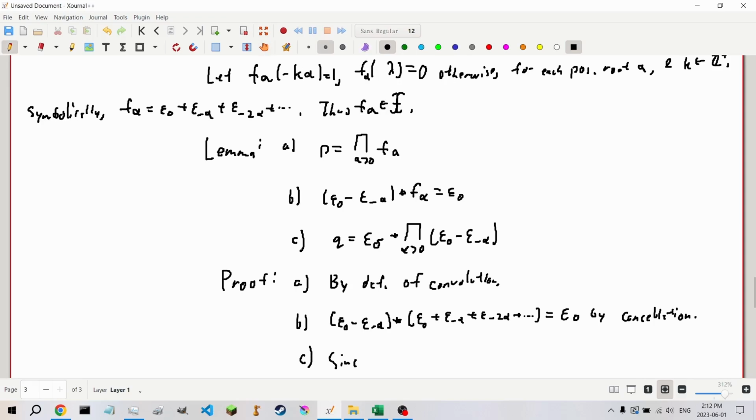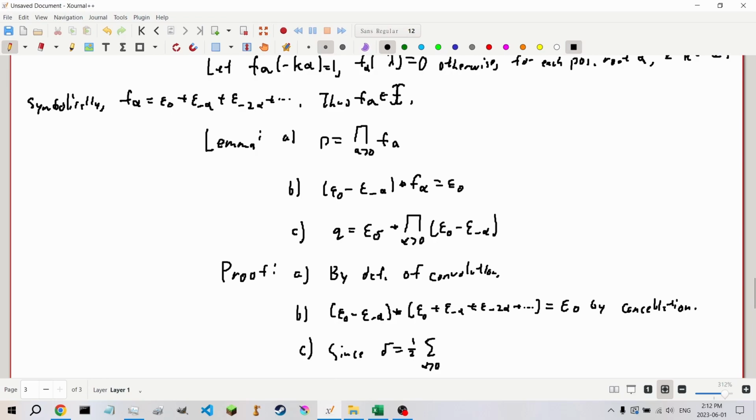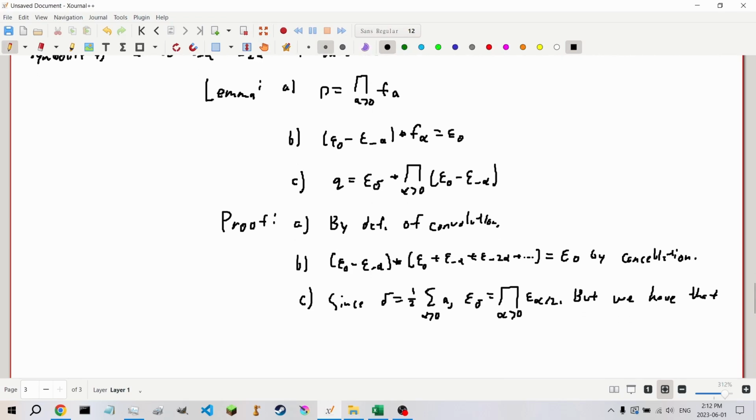And recall that our delta is the half sum of our positive roots. We get that by bringing this half in, which I should have done. We get that eta of delta is the convolution of eta of our alpha over 2's. But we have that eta 0 minus eta of minus alpha convoluted with eta of alpha over 2 is eta alpha over 2 minus eta of minus alpha over 2, giving our result.